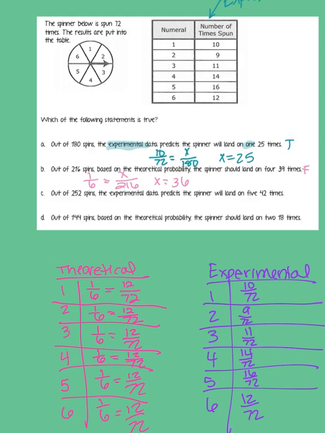Out of 252 spins, the experimental data predicts the spinner will land on 5 42 times. So I'm looking at this data right here, because we're talking about landing on 5. So this right here, to see if this is correct. Our data said 16 out of 72 was how many times we landed on 5. So I want to know, what if we had 252 spins?